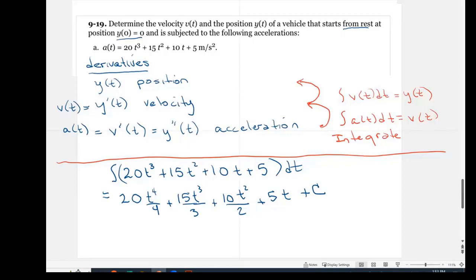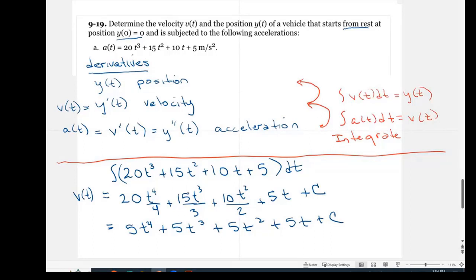The next thing I want to do, and this I will call v of t, is just simplify it. So this is 5t to the fourth plus 5t to the third, plus 5t squared, that's interesting, plus 5t plus c. Now we really want to know if we can figure out what c is, because having a c in this equation isn't that helpful.